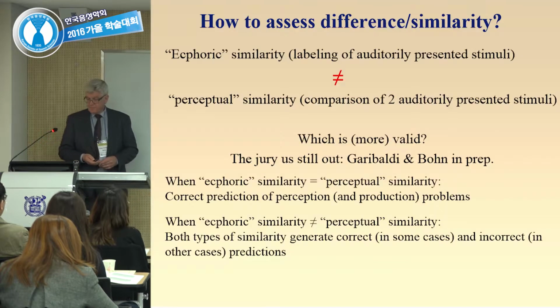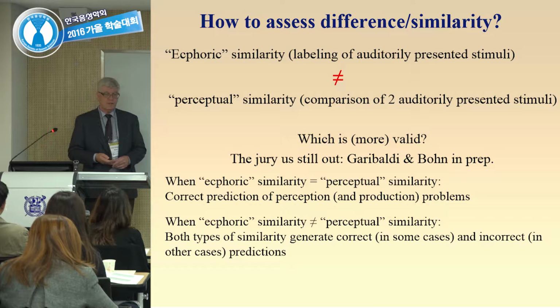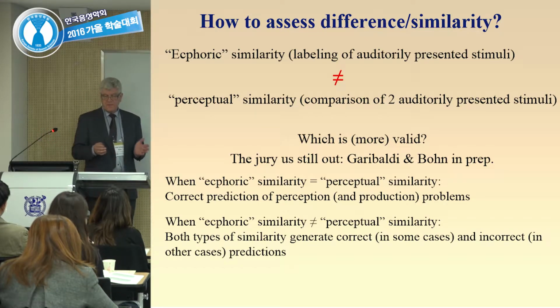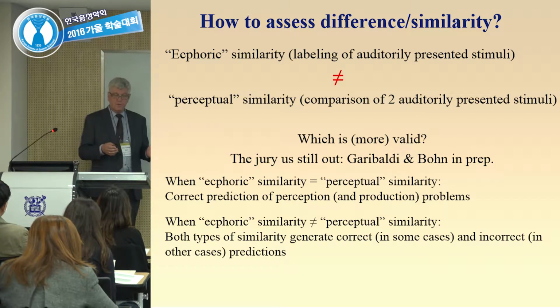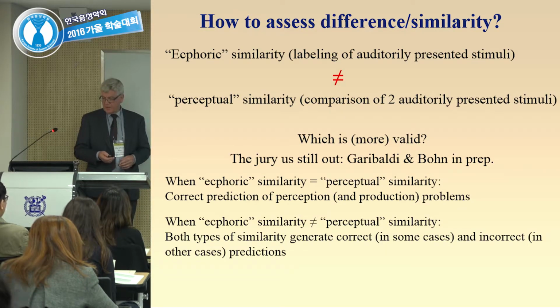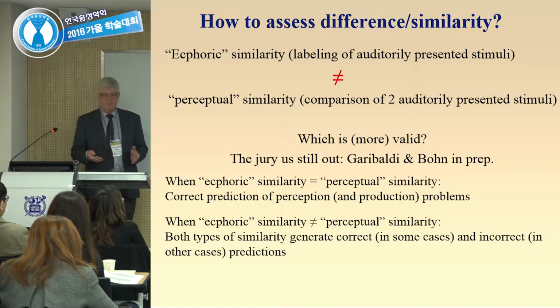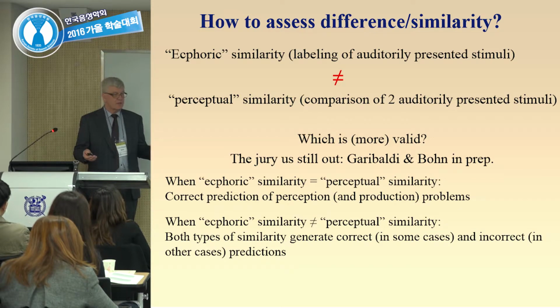Which is more valid? And the jury is still out. We're currently conducting a study with a younger colleague where we're trying to find out for various predictions, the predictions that are made by both ekphoric and perceptual similarity for the discrimination or for the identification of second language vowels. And so far what we found is when ekphoric similarity is the same as perceptual similarity, the predictions are correct. You can rely on them. Okay, so that's good news.